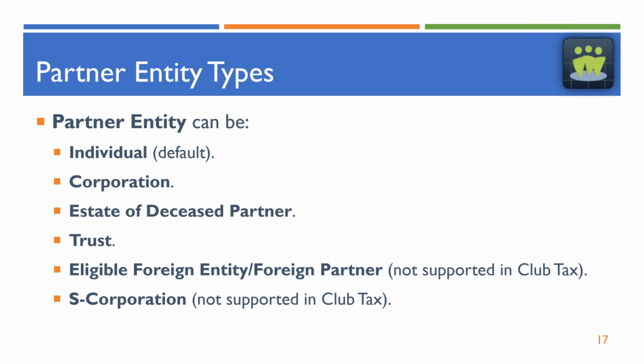For that drop-down menu, you have multiple choices. First is the default, which is individual. You can also have a corporation, the estate of a deceased partner, a trust, an eligible foreign entity or foreign partner, which we do not support. We'll tell you why in a minute. And also an S corporation, which we also do not support, and why will come up in a few moments.